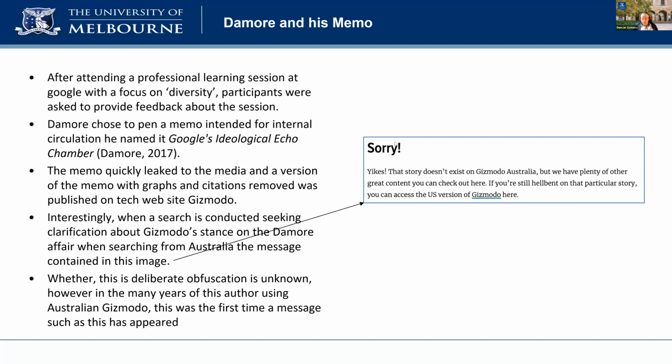But it's the first time, and I've used Gizmodo Australia for quite a long time. It's the first time I've ever come across a message like that.